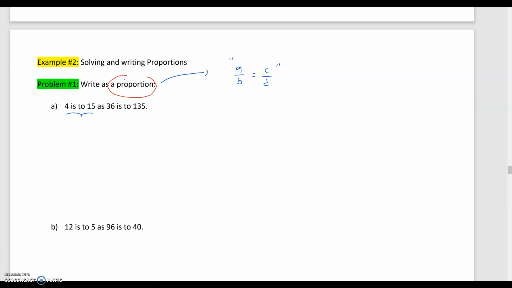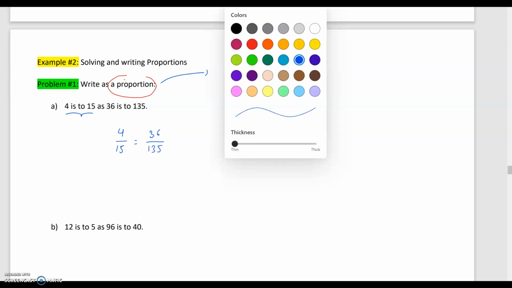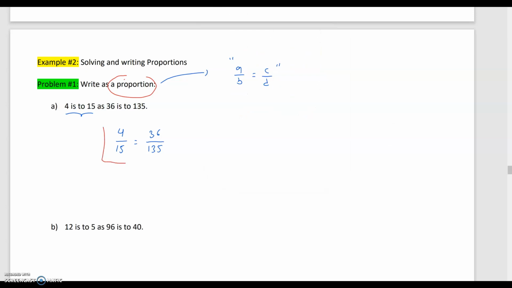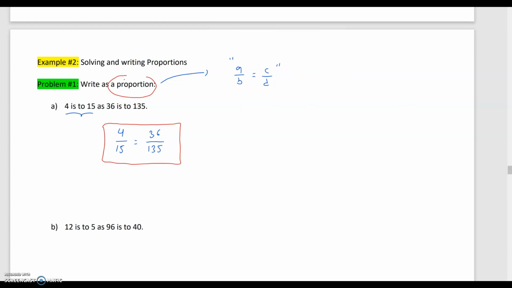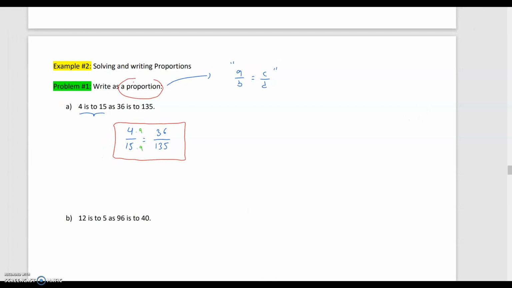And on the first one, they're saying 4 is to 15. So this is technically 4 divided by 15. This is equal to 36 over 135. Now, this is technically our answer. We do have to check to make sure that the proportion is valid. So notice that if you multiply it on this one times 9 and times 9, it'll work. That's going to give us the 36 over 135. So in this case, this proportion is actually valid. And you do have to do this minor check because the proportions may not be valid.